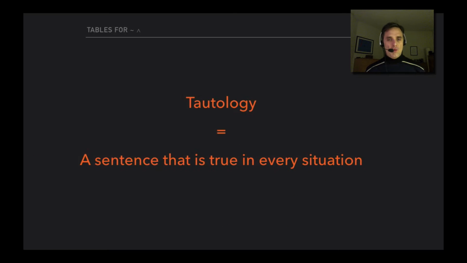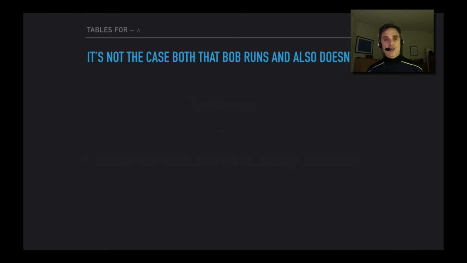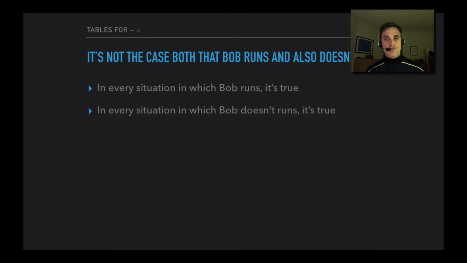So remember, what is a tautology? It's a sentence that is true in every situation, absolutely every situation. There's no situation in which the sentence is false. That's what a tautology is. So we saw that it's not the case both that Bob runs and also doesn't run. That's a tautology. We saw that in every situation in which Bob runs, that sentence is true, and in every situation in which Bob doesn't run, that sentence is also true. And so we saw that this sentence is true no matter what.